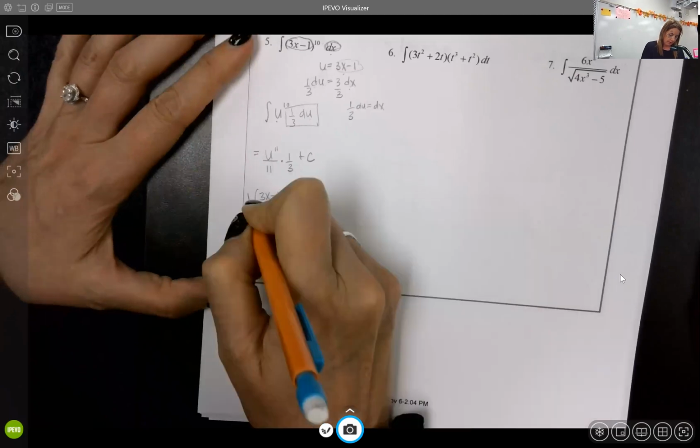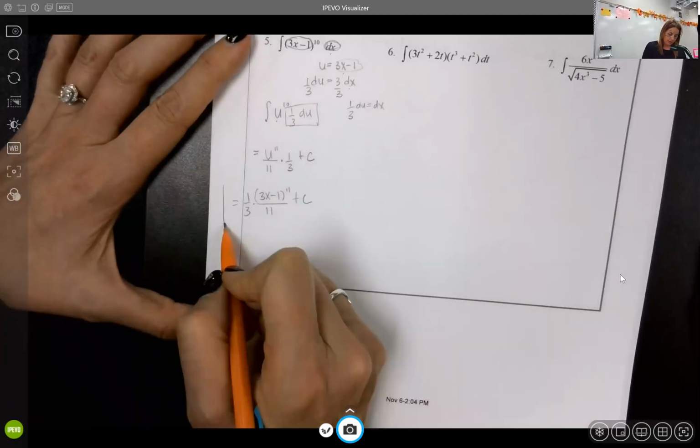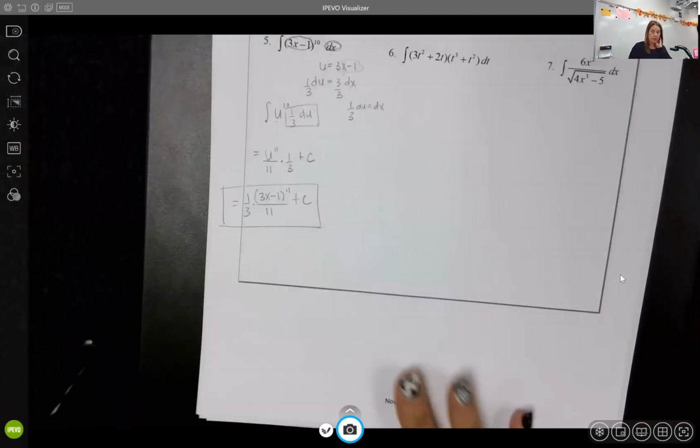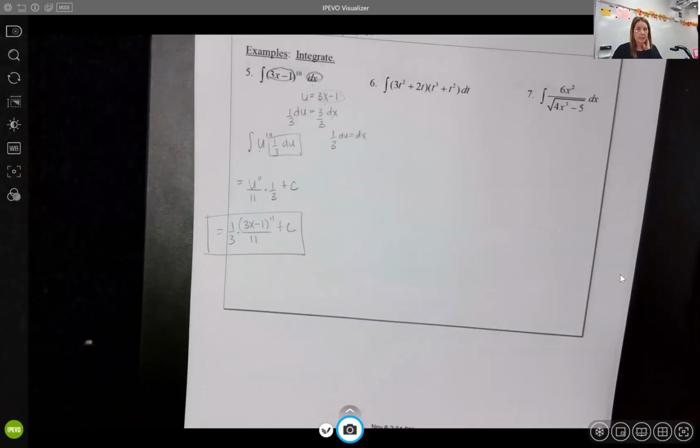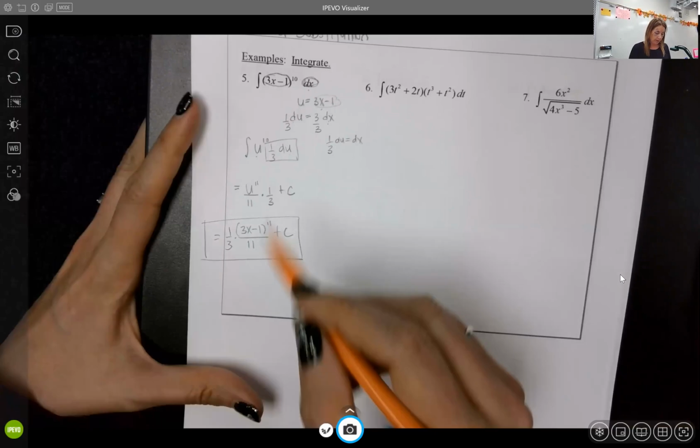And then we could put the 1/3 in front or the back. It doesn't matter. It's the same thing. And then we replace that back in there. Okay, so pause it. Go back over it again. Try to understand where the things are coming from in each part of it.